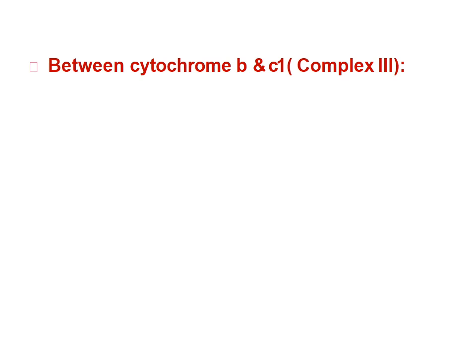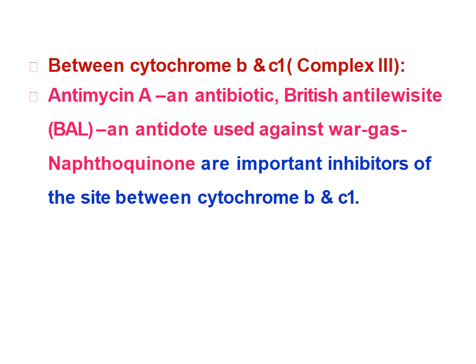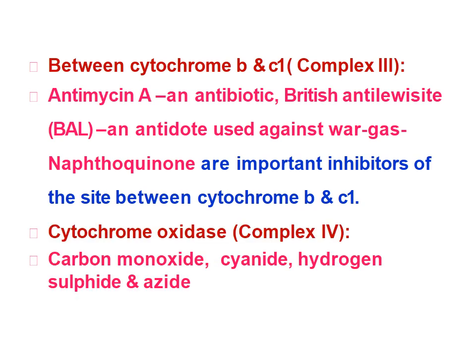Complex 3 is inhibited between cytochrome B and C1, by antimycin A, which is an antibiotic, and BAL, which is British anti-lewisite. It is used as an antidote against the war gas lewisite, and naphthoquinone. These are important inhibitors between the site cytochrome B and C1. Cytochrome oxidase, complex 4, is inhibited by carbon monoxide, cyanide, hydrogen sulfide, and azide.